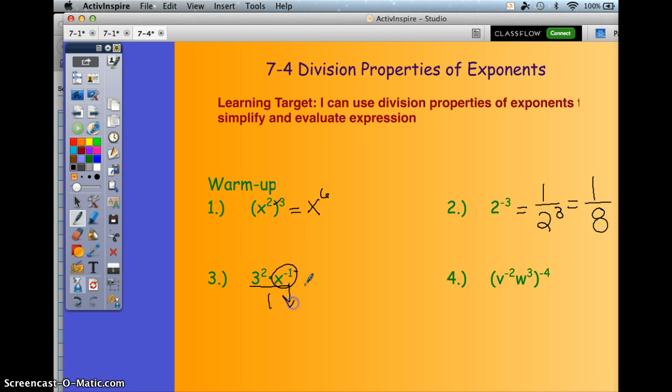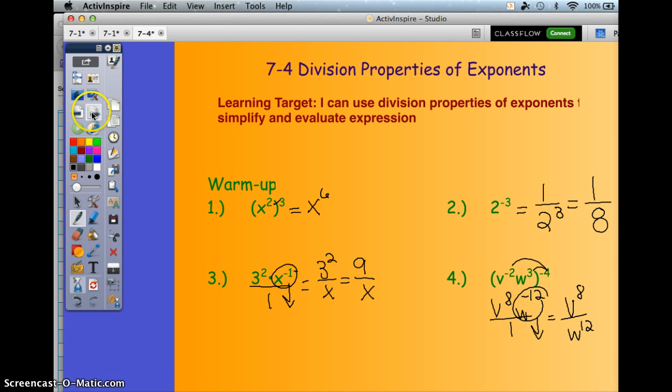Number 3, it's all over 1. You have to bring your x to the negative 1 down, and you get 3 squared over x, which is simply 9 over x. And number 4, you have to distribute, and you get v to the 8th, negative 2 times negative 4 is positive 8, w to the negative 12, but you're still not simplified, so all of this is over 1. You have to bring your w to the negative 12 down. You get v to the 8th over w to the positive 12.